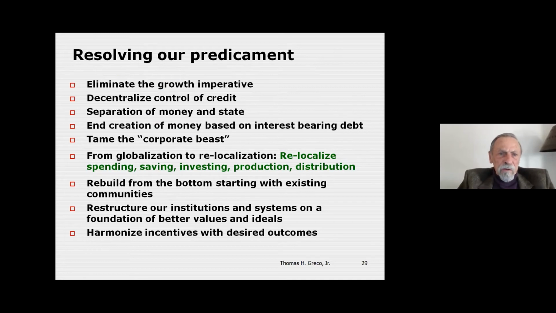To resolve our predicament, we have to eliminate the growth imperative. We have to decentralize control of credit. We have to separate money from the state. We have to end this collusive arrangement. We have to end creation of money based on interest-bearing debt. We have to tame the corporate beast. We have to rein in its power. If we allow corporations, they should be strictly limited in what they can do and for how long they can do it. We need to rebuild from the bottom up with existing communities, starting with people we trust at the local level. We have to build new institutions that are better able to provide what is needed and harmonize incentives with the desired outcomes.